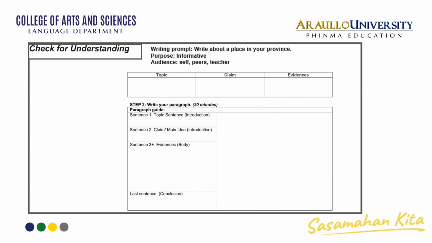Okay, identify a topic and then a claim or the main idea: what specific part of the topic would you like to talk about? For example, Nueva Ecija is the topic, and then what specific aspect of Nueva Ecija do you want to talk about? That will be the claim. And you need to supplement it with 3 evidences or supporting details.